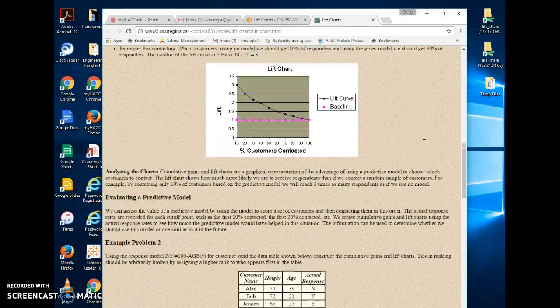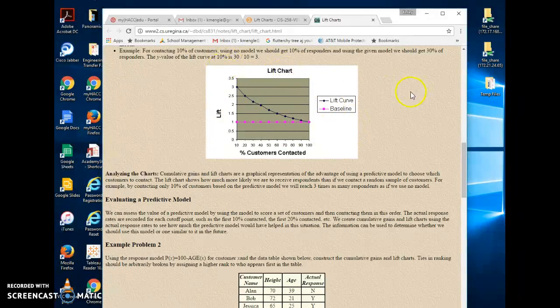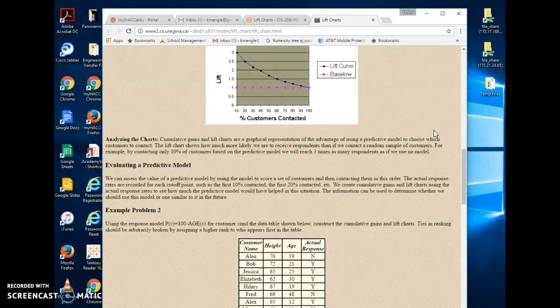We'll make sure that you understand how to basically interpret these charts, understand how to look at them, and evaluate your models.